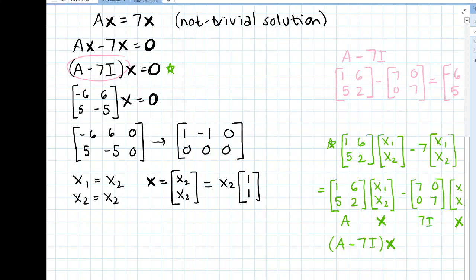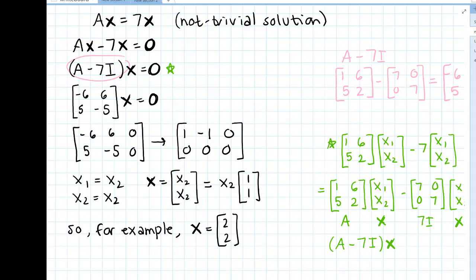So what this tells us is that any vector of this form is going to be an eigenvector corresponding to the eigenvalue of 7. Let's just pick an example. We could pick x equal to 2, 2. That would be an example that would work. Or you could do 3, 3, or negative 5, or pi, pi, whatever you want, as long as it's a multiple of the 1, 1 vector.